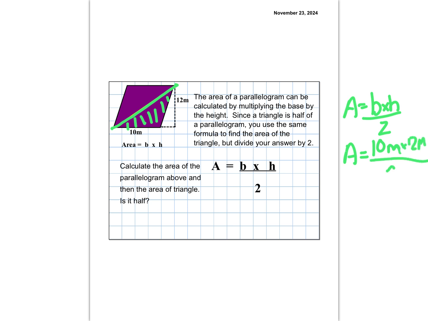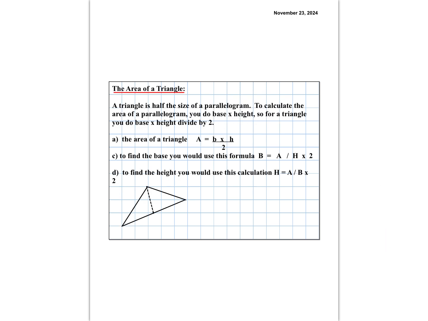Divided by 2, which gives us 120 meters squared, divided by 2, which is 60 meters squared. So that actually gives us an accurate breakdown. So if we were to look at it, here we can see that we would be able to find the area of a triangle using the formula I just mentioned, which is right here. But what if we knew the area?